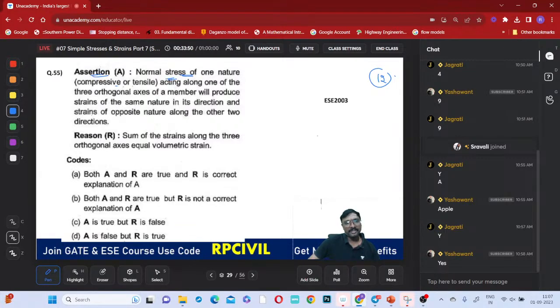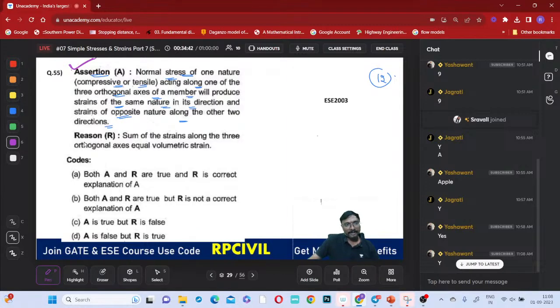Normal stress of one nature, compressive or tensile, acting along one of these three orthogonal axes of a member will produce strains of the same nature in this direction and strains of opposite nature along the other two directions. If a compressive stress is applied in the x direction, compressive strain will be created in the x direction, and in the y and z directions tension will be created. If tensile stress is applied in the x direction, tensile strain will be created in x, and compressive strain in the y and z directions. That is correct or not, everyone? One direction tensile load gives the same nature of strain, and the other directions opposite nature of strain. That is correct or not, everyone?